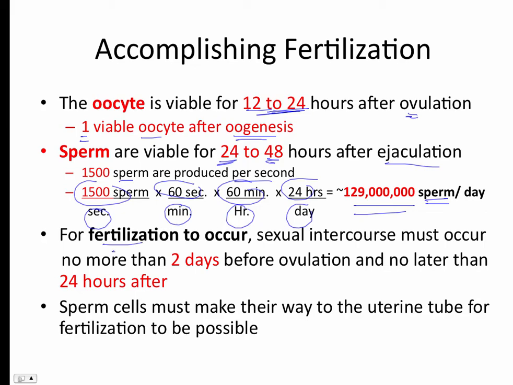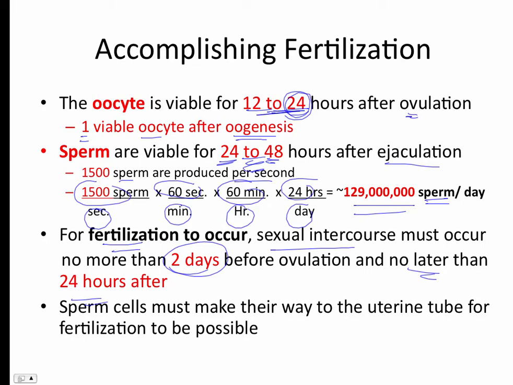Now, for fertilization to occur, sexual intercourse must occur no more than 2 days before ovulation, because we need the sperm to be viable, and no later than 24 hours after ovulation, because once again, those secondary oocytes are only viable for 24 hours after ovulation.